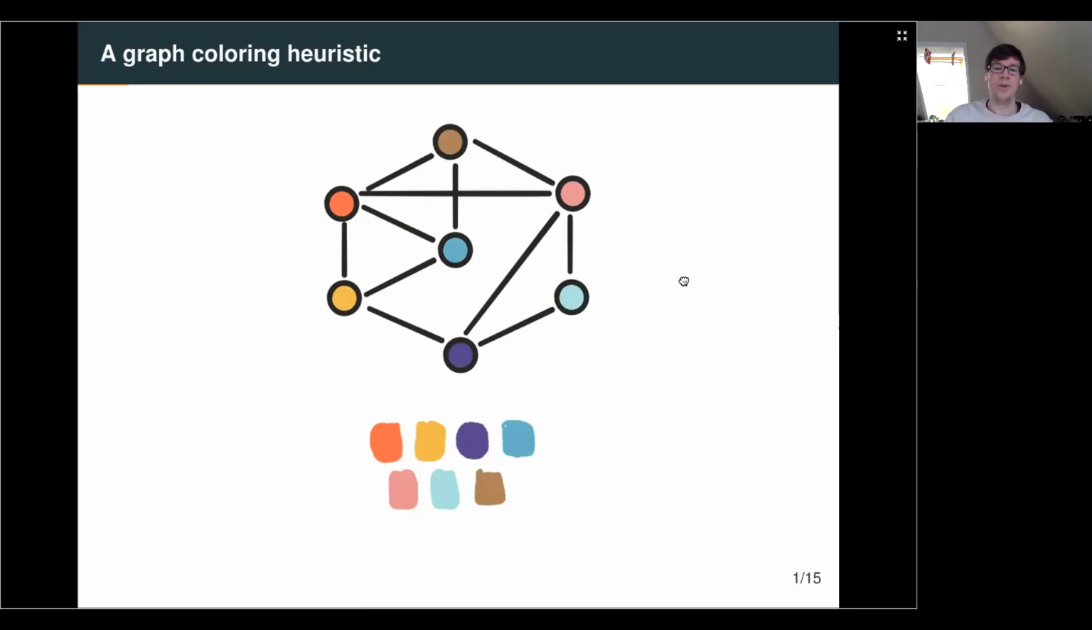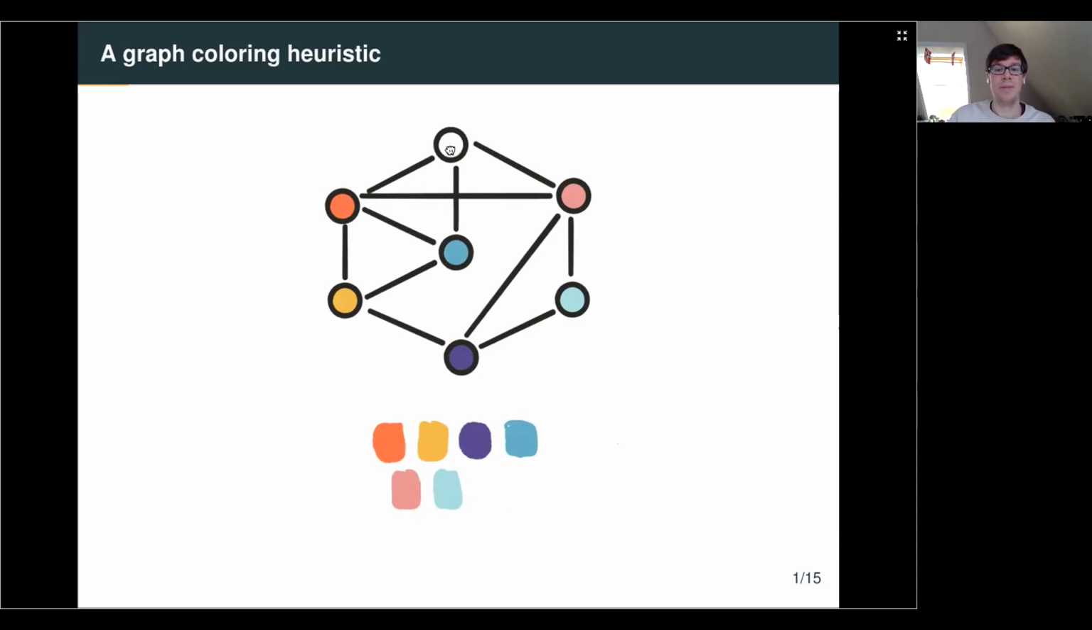And now we want to get rid of the colors one by one while keeping the coloring proper. For example, first we try to get rid of this brown color. Then we remove the brown color from this vertex, and now we want to reassign a new color to that vertex in such a way that we do not create any coloring conflict. For example, we can give it color purple, and like this, we still have a proper coloring of the graph, and we reduce the number of colors by 1.